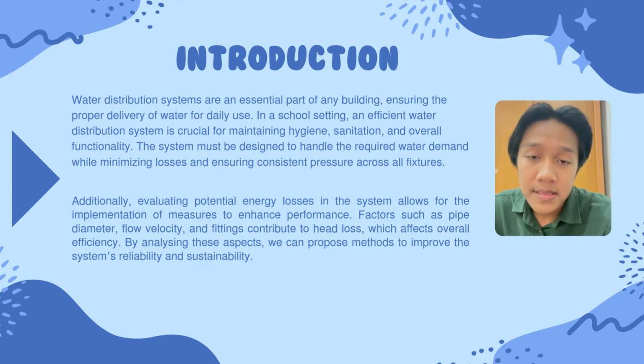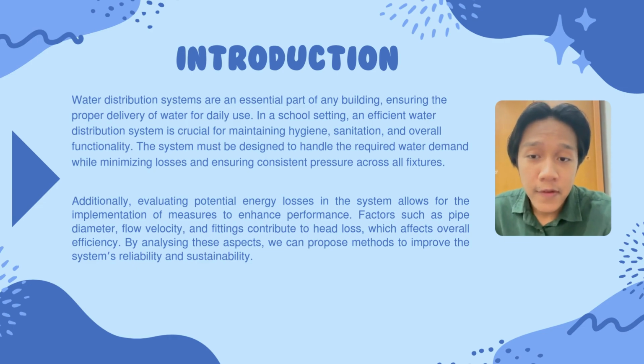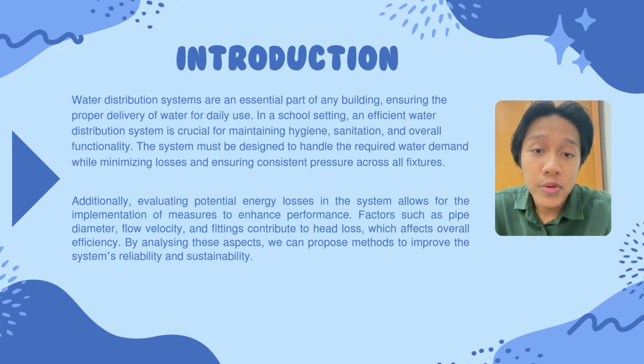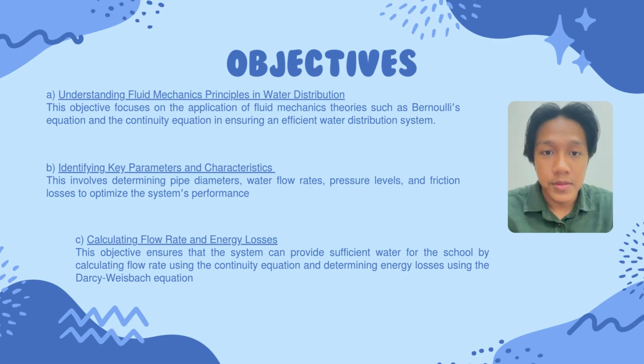To achieve this, the system must meet water demand, minimize losses, and maintain consistent pressure. Key factors like pipe diameter, flow velocity, and fittings can cause head loss, impacting efficiency. By analyzing these factors, we can identify ways to improve the system's reliability and sustainability. So now, let's look at the main objectives.